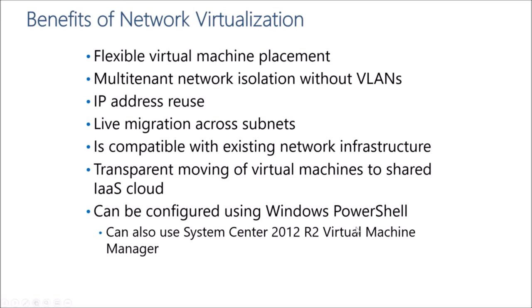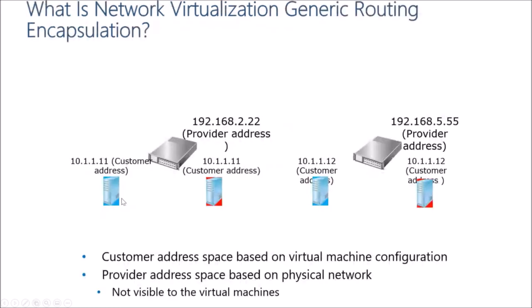So that is mind-blowing. It allows for live migration across subnets, and is compatible with existing network infrastructure. You don't have to change your physical network at all. And it's transparent moving of virtual machines to the shared IaaS cloud. Transparent means you can't see what's going on. It just goes there and works. Because that's how it works in IaaS clouds.